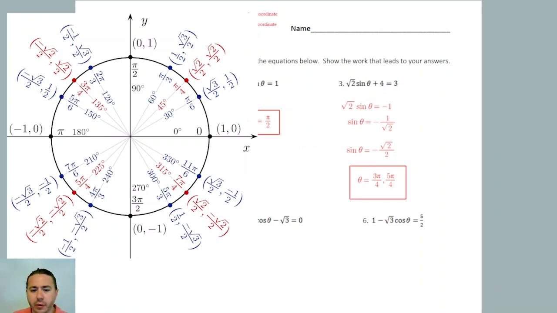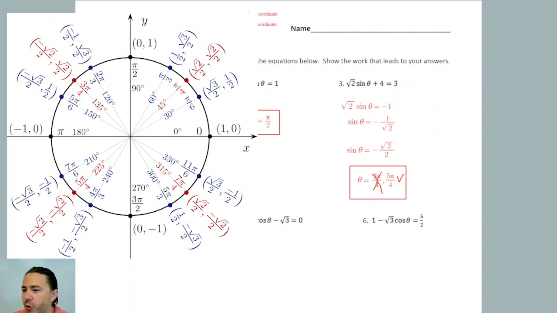Oh, wait a minute. Let's hold off here. 3 pi over 4 is actually not going to be a solution. I was not looking in the right place. The 5 pi over 4 does work, but not 3 pi over 4, okay?